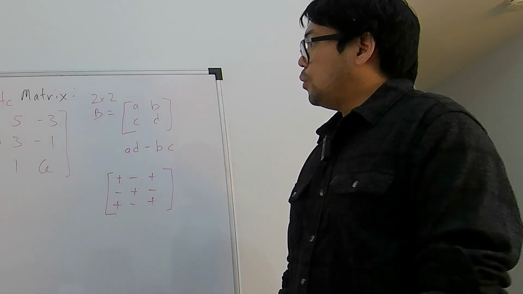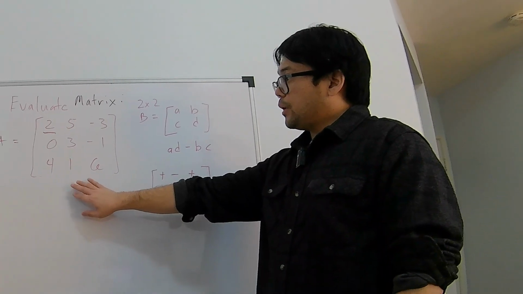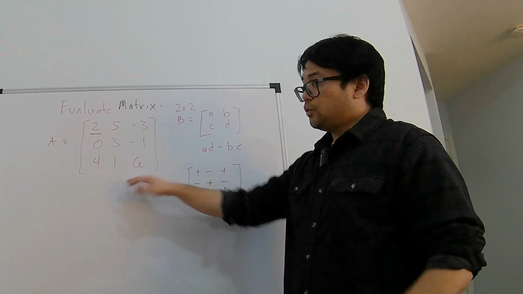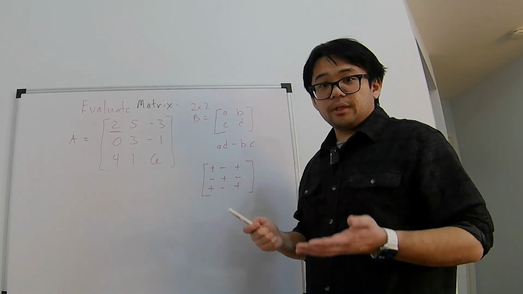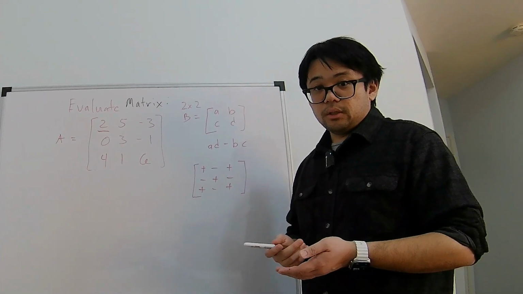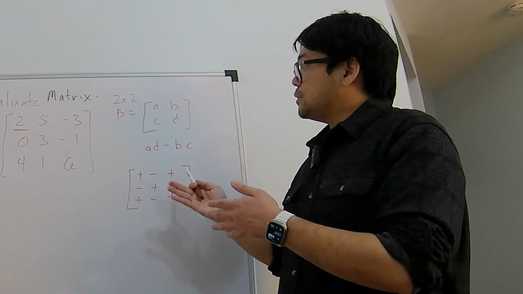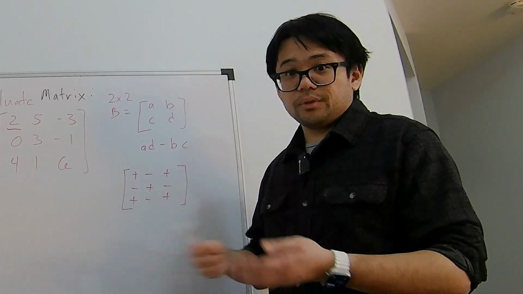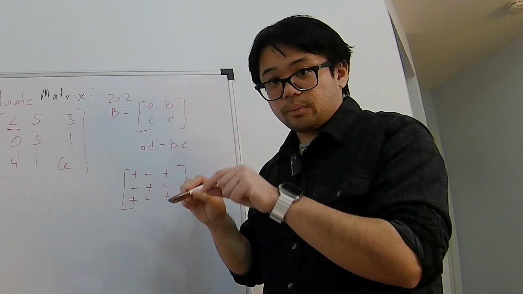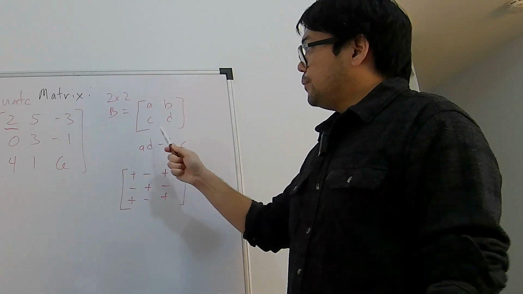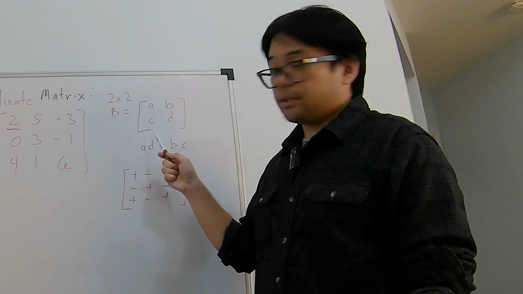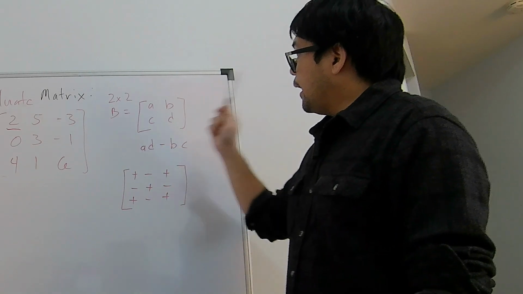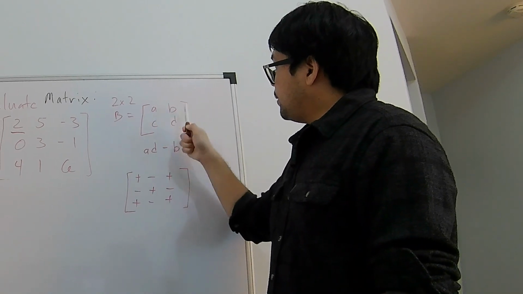So to evaluate this 3 by 3 matrix, you have to remember how you take the determinant of a 2 by 2 matrix, because that's the simplest matrix there is, aside from the 1 by 1, which is just a number inside square brackets. Here is a 2 by 2 matrix. This is an example of a 2 by 2 matrix. B is equal to A, B, C, D.